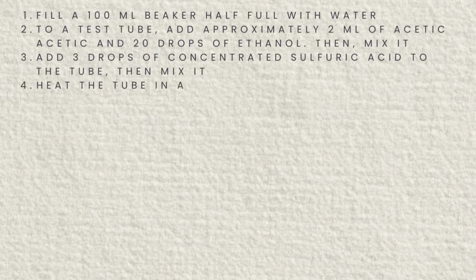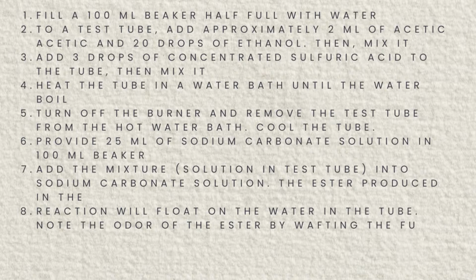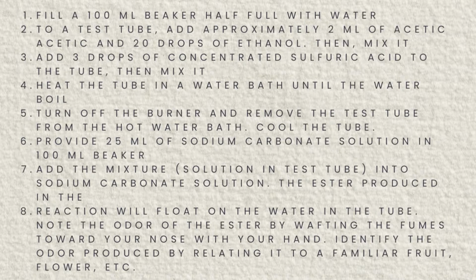Procedure A. Fill a 100 ml beaker half full with water. To a test tube, add approximately 2 ml of acetic acid and 20 drops of ethanol. Then mix it. Add 3 drops of concentrated sulfuric acid to the tube. Then mix it. Heat the tube in a water bath until the water boils. Turn off the burner and remove the test tube from the hot water bath. Cool the tube.